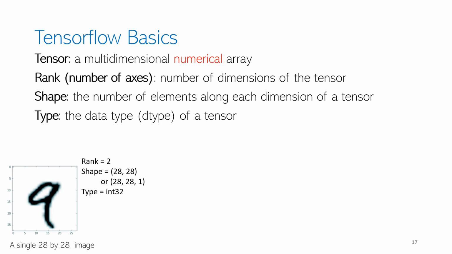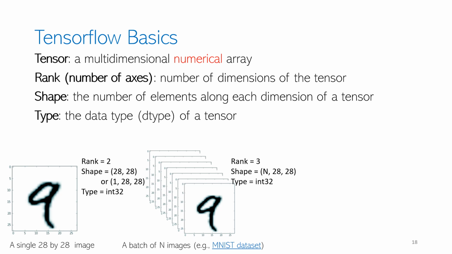For example, an image from the MNIST dataset will look like this. This is a single 28 by 28 image. The tensor containing this information has rank 2, and if you look at the shape of this tensor, you'll see that it is 28 by 28. And the dtype of the elements of this tensor is int32.